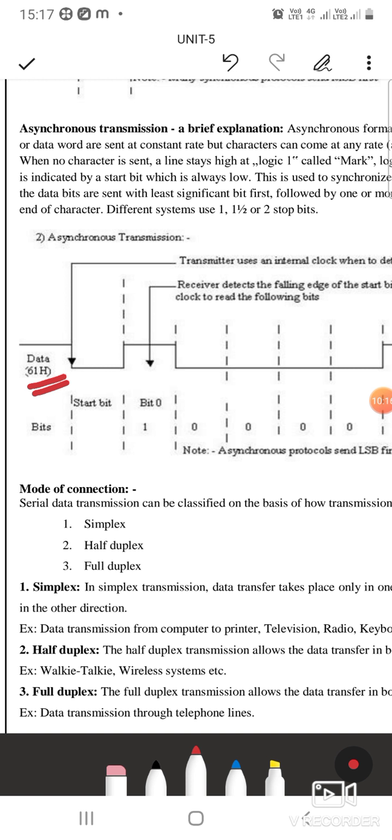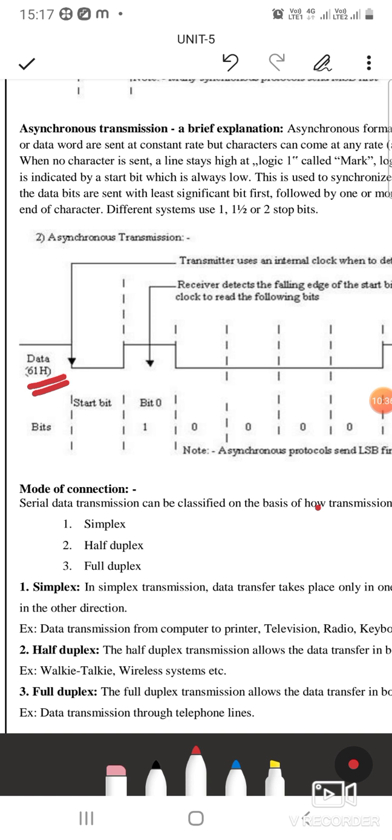So all of this data, the start bit, stop bit, data bits, and any parity, are combined and then transmitted at the transmitter end, and the receiver end also receives the entire frame. Okay, so here you can see what is happening.